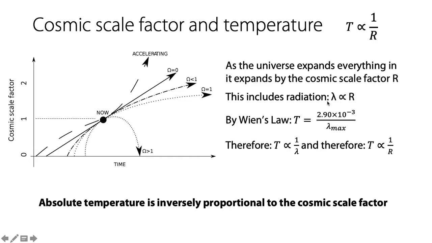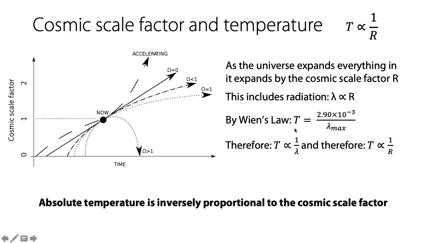So as the universe is expanding, everything, including radiation, is expanding, proportional to the cosmic scale factor. So at some point in the future, assuming we're at, say, theta equals omega equals 0, the density factor equals 0, then in some time in the future we will get a cosmic scale factor of 2, which means that the universe will be twice as big, and any radiation in that universe will be stretched twice as much. So its wavelength will be twice as big.